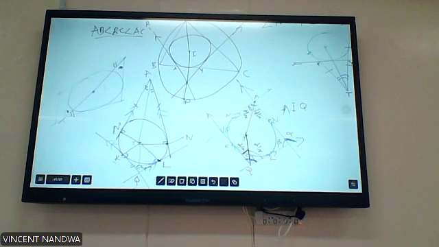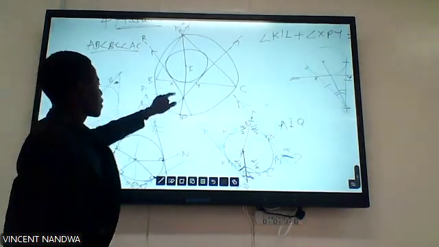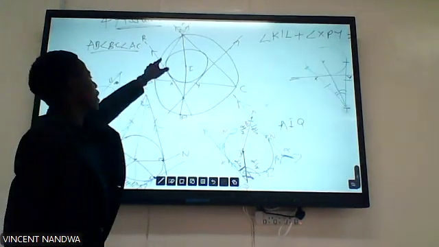Okay, you can highlight, but the question is to show that. So again, we want to go back to the question. Show that angle XPY is equal to angle KIL.